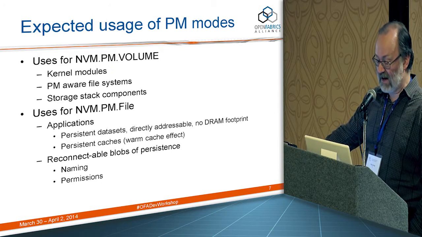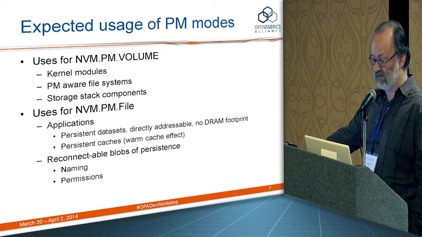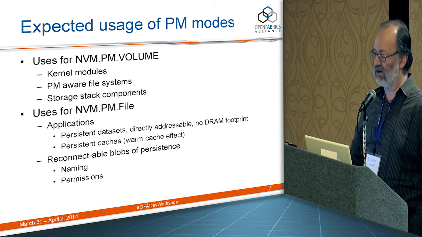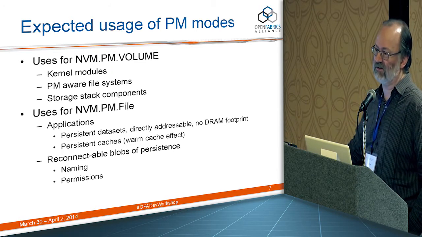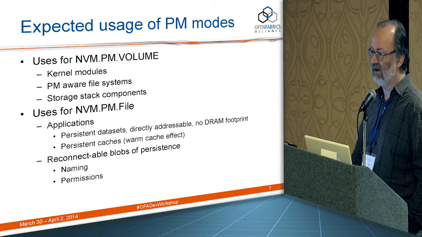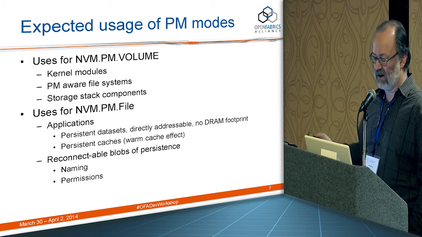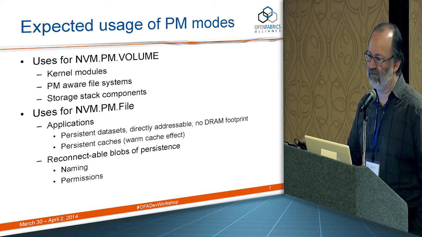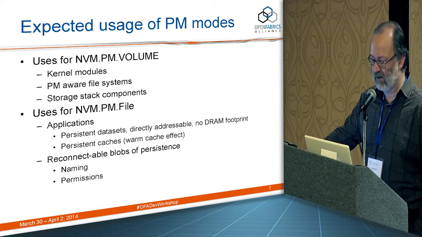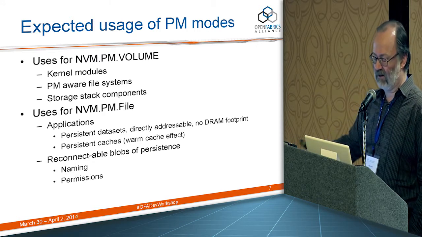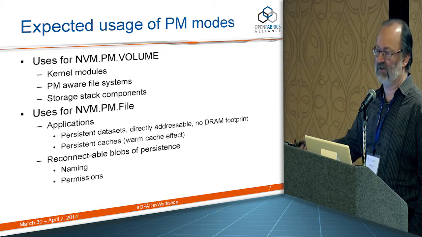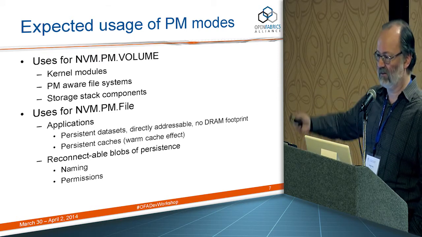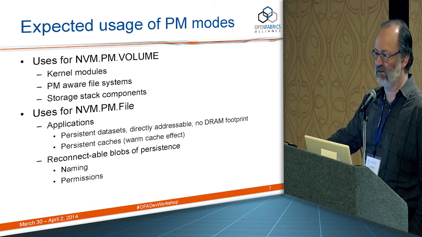Or more abstract, blobs of persistence, where you can use the file as an underlying abstraction, which gets out of the way very quickly, and then you can build other types of abstractions on top of the memory mapped file once the whole file system is out of the way. But up to that point, it's already given you a naming and a permissions model, so that you can really treat your persistent memory as storage.